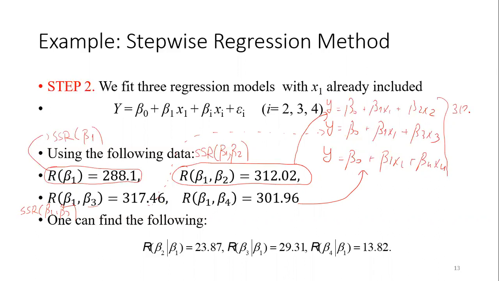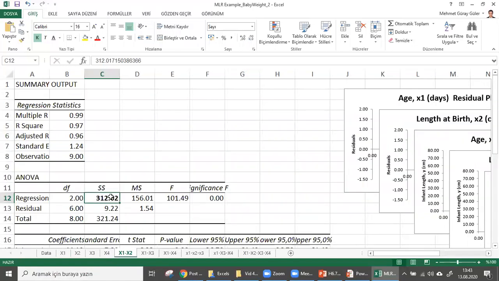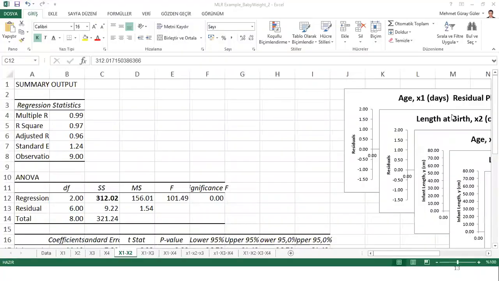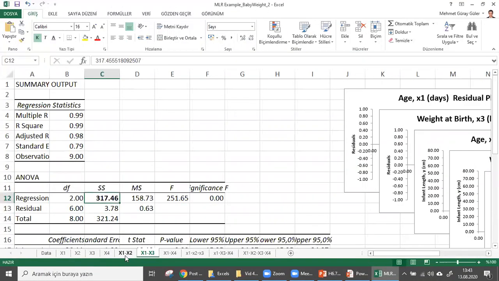That's 312.02, and the other one 317.46, and this one 301.96. So which one is greater? This one is greater, right? We can also check this in my Excel file, right? So this is x1 and x2. Just look at here, 312. This is the SSR of x1 and x2, right? Just look at here, 312, x1 and x2. And the other one, x1 and x3, 317, right?